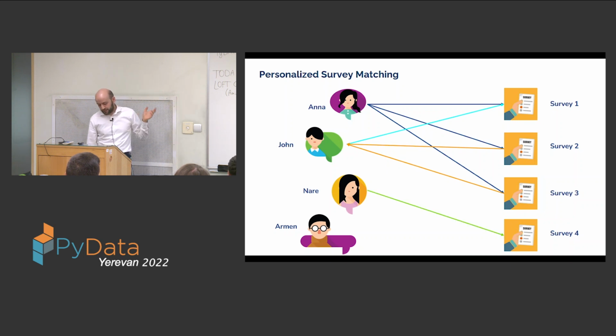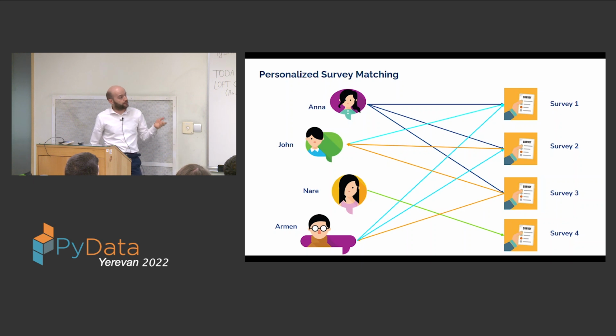And let's say we have Nare, who completed only survey 4. We cannot give any recommendation because there are no similarities. And we have survey 1, survey 2, and Armen completed survey 1 and survey 2. We will take survey 3 and recommend it to Armen. So this is very simple logic. We do not do it manually or rule-based.